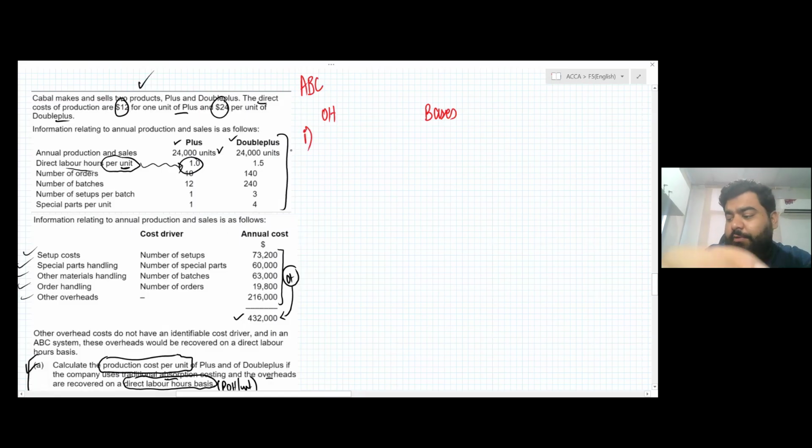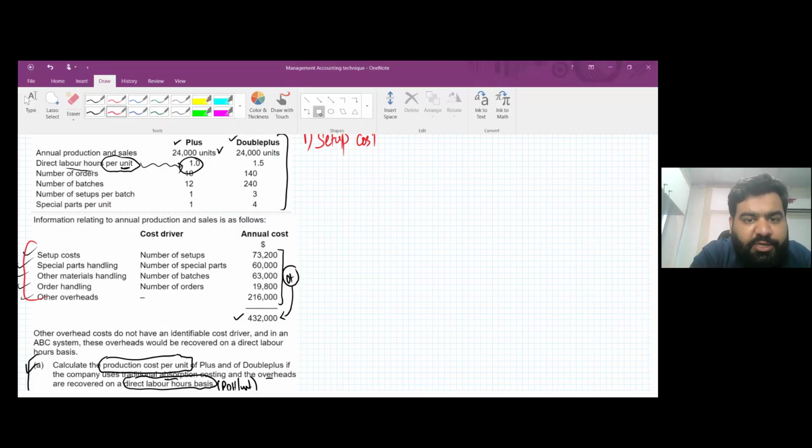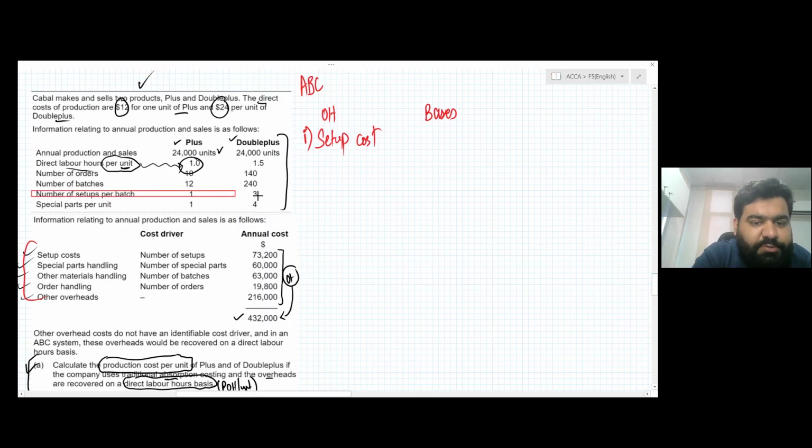Number one, we have different overheads. We have different overheads such as setup cost. These are the overheads written here. Okay. Number one, setup cost. For the setup cost, if we look for the base, some bases are given. Written here is the number of setups per batch. That's given here.